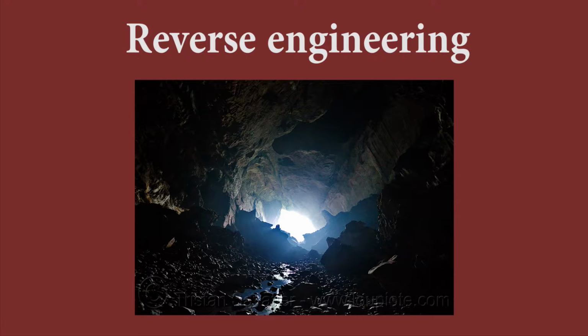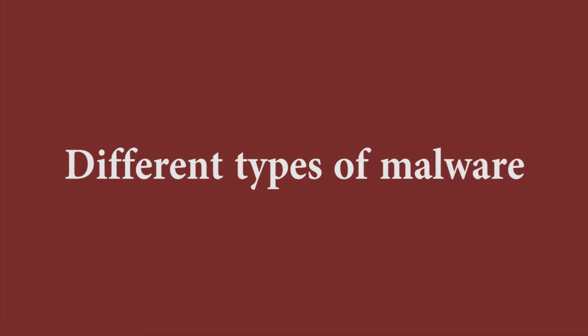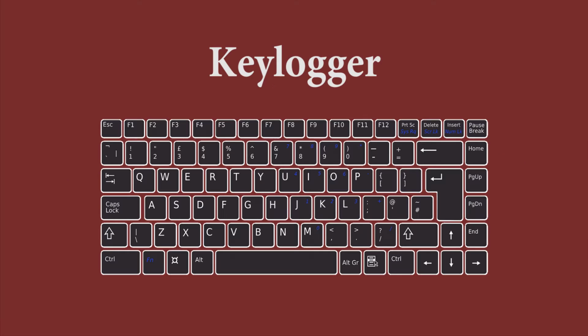When we want to reverse engineer malware, we need to know that there are different types of malware. There's, for example, the keylogger. Once the malware is installed, it will try to intercept everything you type on your keyboard and send it to a central server. So in case you try to log into Facebook, it will record all your keystrokes and then determine that you typed a certain amount of text as username and password.